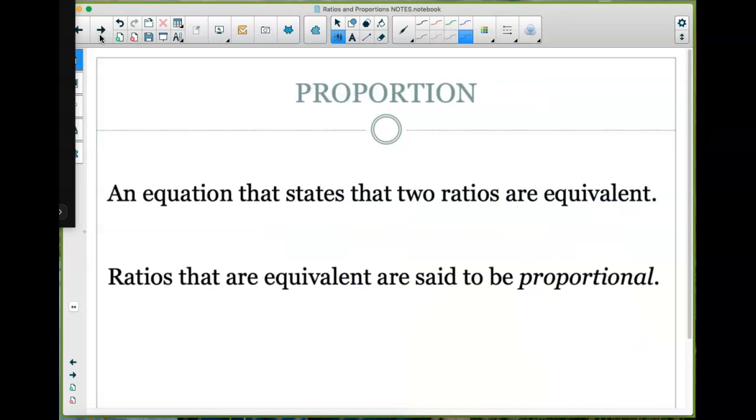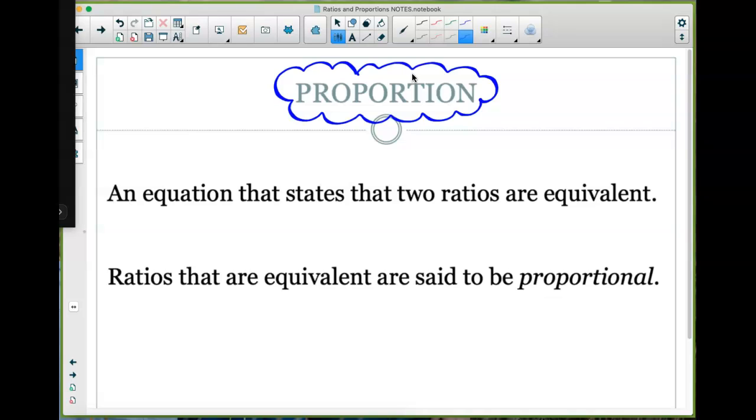Okay, so the next part we're going to look at is a proportion. Okay, I want you to put this in your notes, proportion. And I'm not going to make you write down all of this. I'm going to tell you what you need to write down. So an equation states that two ratios are equivalent. Okay, equivalent just means they're equal, but they don't necessarily look the same.